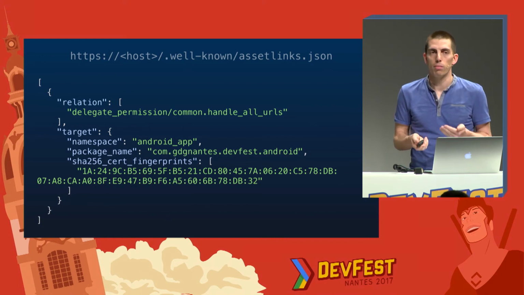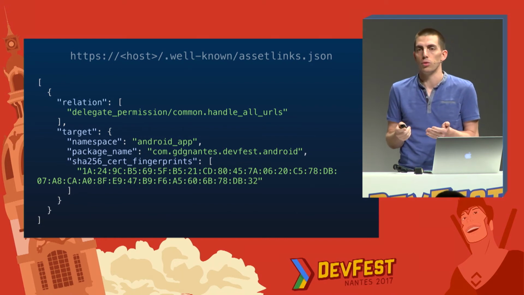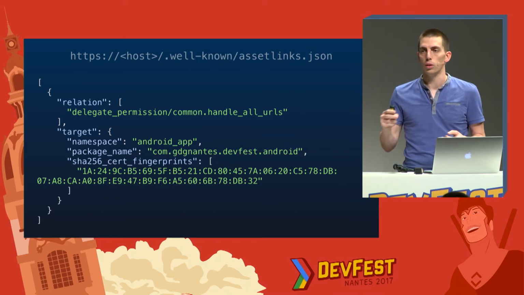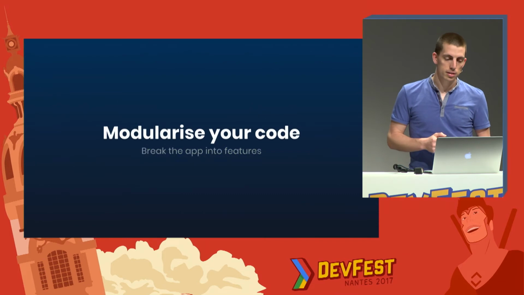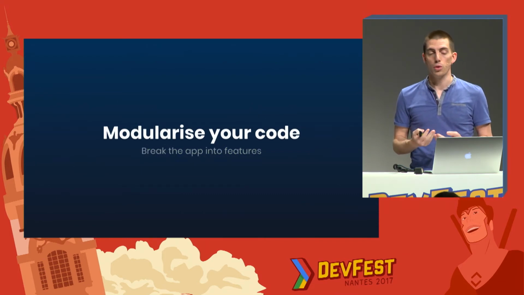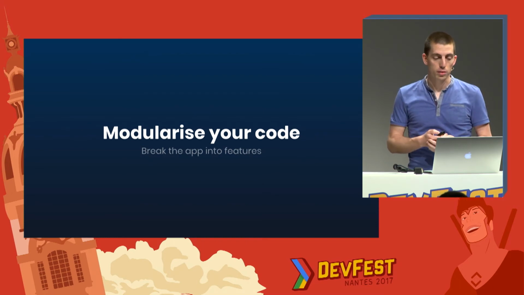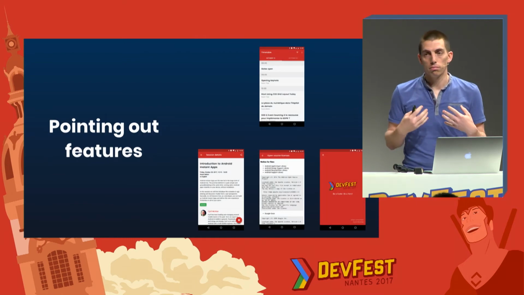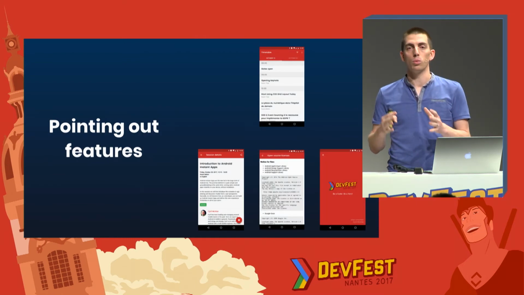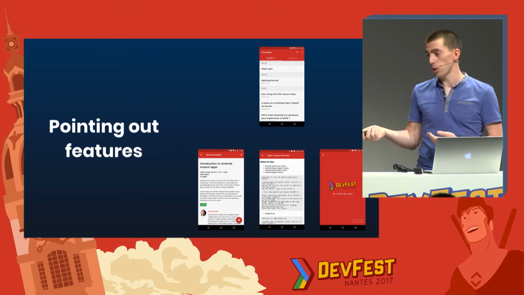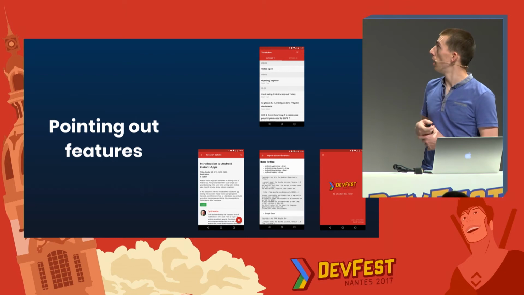I mean, from a developer point of view. The only thing that you have to do is to really modularize your code so that the Play Store can download only the necessary parts. And this is possible by modularizing your code on your own. So you have to break the app into features. And in order to do that, you have to look at your application and decide what are the features of your application. So I've used the DevFest application because I've done it, and I was actually looking at it.